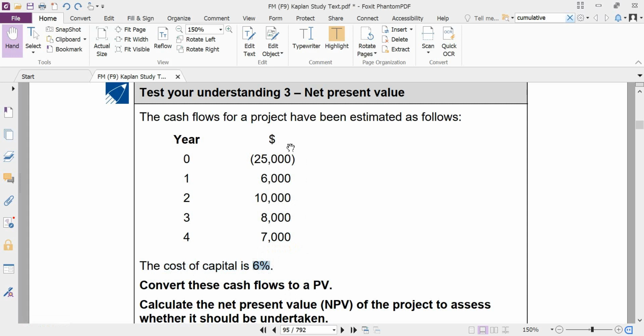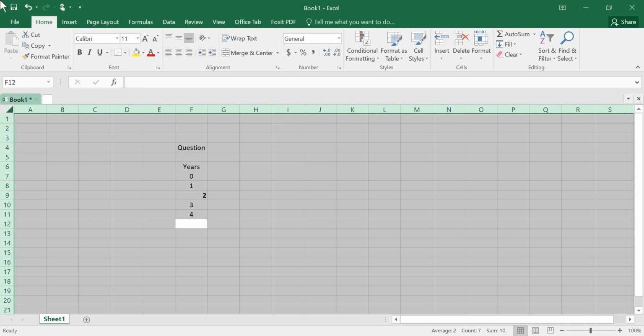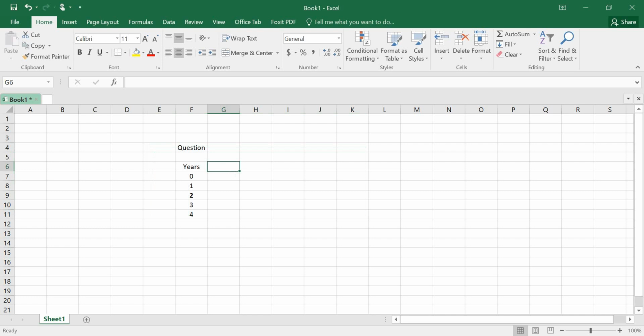Before wasting any further time, let's jump to our Excel sheet so that we can see how to solve this question. So here we have our question. We have years, for example, year 1, 2, 3, and 4, and we have values related to it. For example, 25,000 in the initial year, then we have 6, 10, 8, 7. So it's our question.